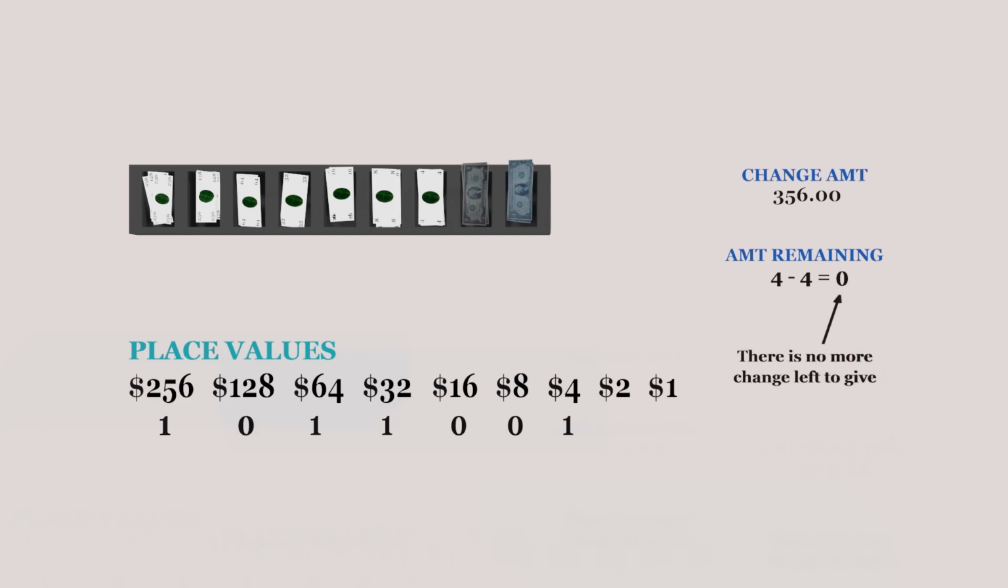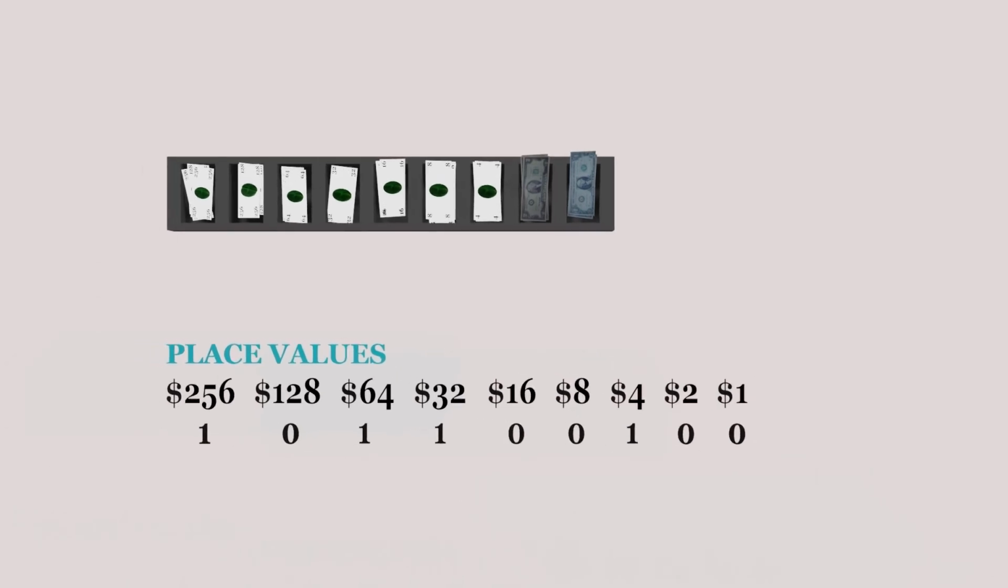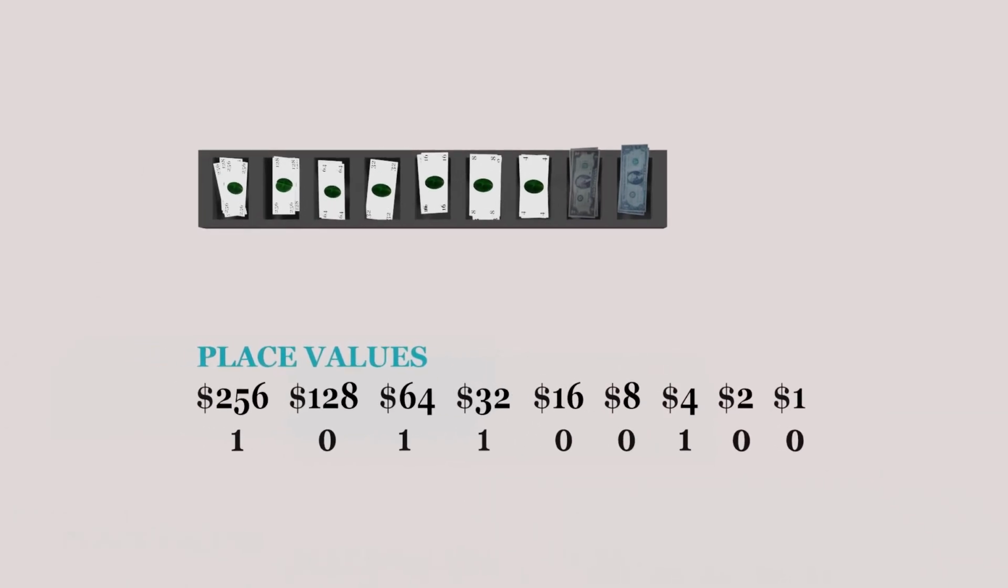And since all of the change has been accounted for, we will put 0 in the 2 and 1 place, since no $2 or $1 bill will be given out. We have now completely written 356 in binary, and it looks like this. This is how you write 356 in binary.